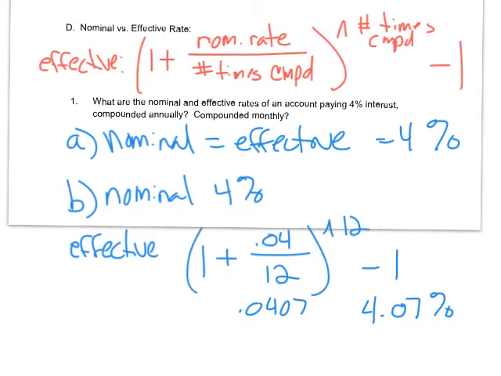So think to yourself, why is my effective rate slightly larger than the nominal rate? And if you think about it, it's because you are earning interest on interest. You are compounding 12 times a year, so you're getting just a little bit more out of your money because you're earning that interest on interest.